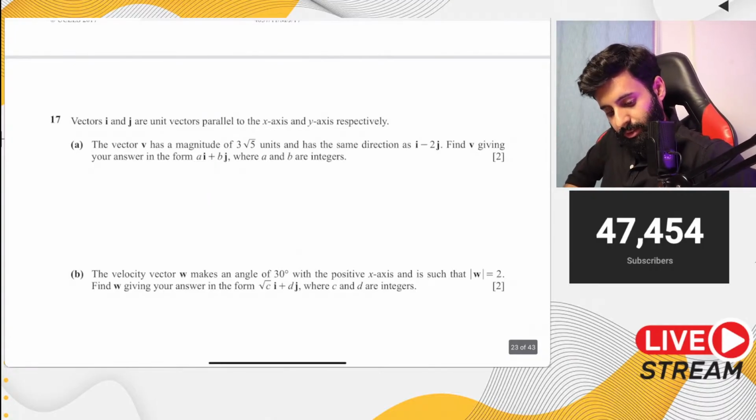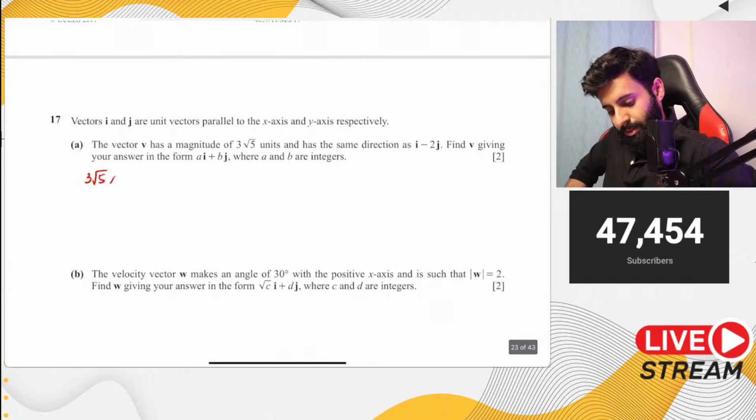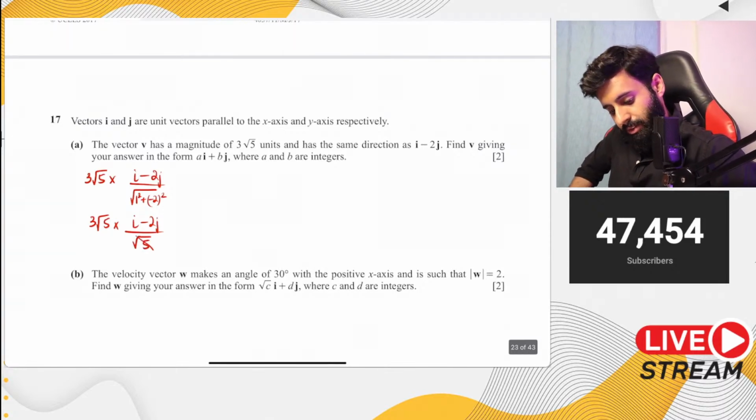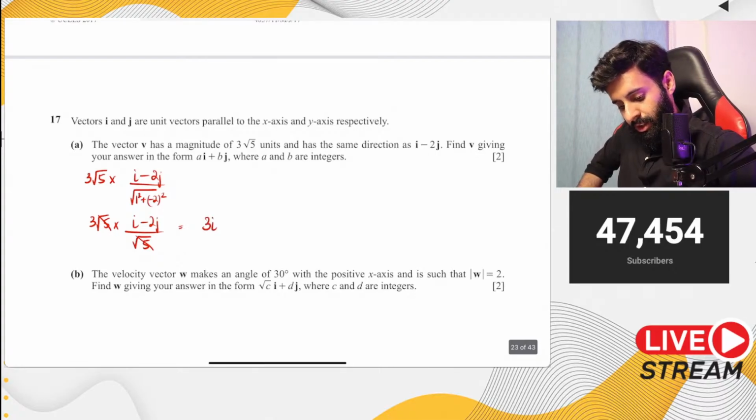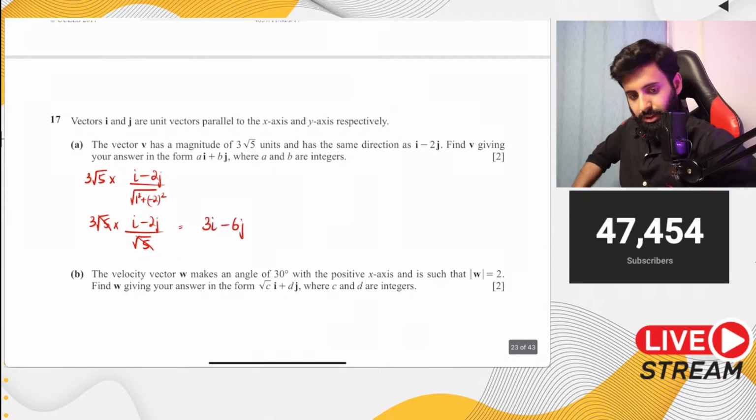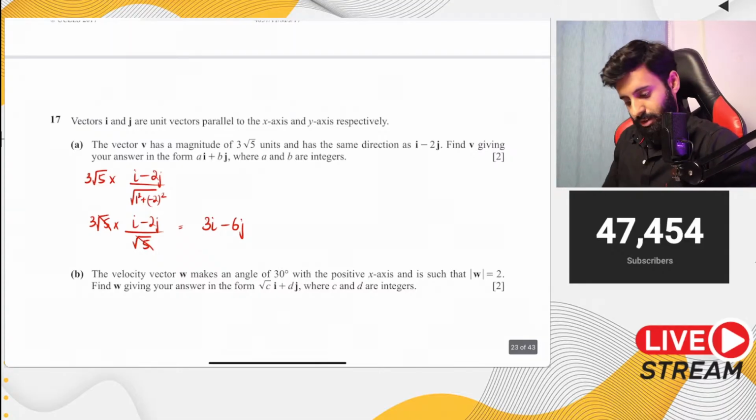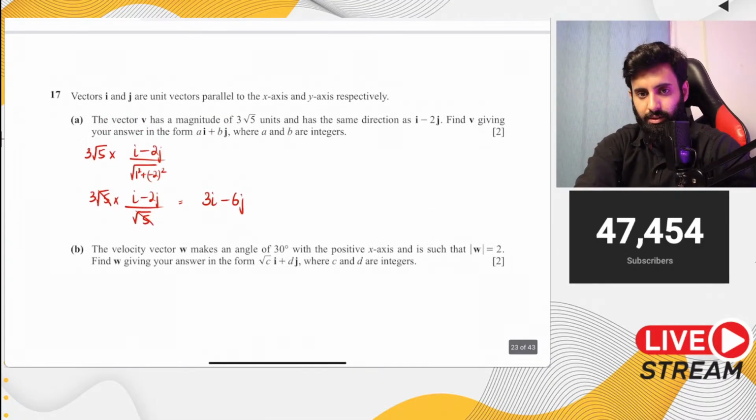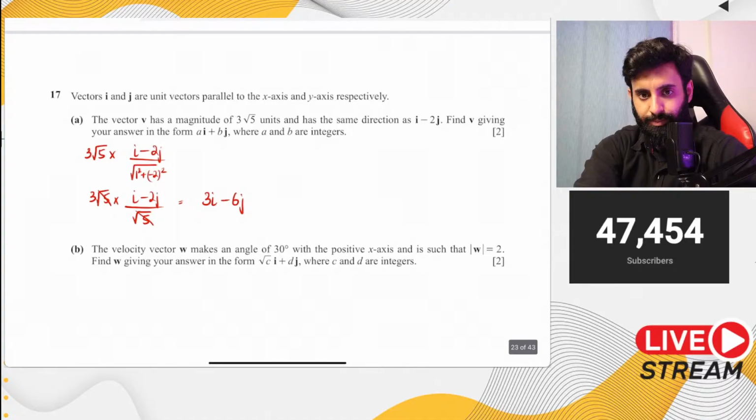So again, very similar question: 305 multiplied by the unit vector of the direction vector. So that means square root of 1 squared plus minus 2 squared. So 305 into i minus 2j over square root of 5. What happens as a result is that this root 5 and this root 5 get cancelled, and now we have 3i minus 6j as the final answer. Okay, there you go, 3i minus 6j as the final answer. Now read the next part and tell me what you understand.